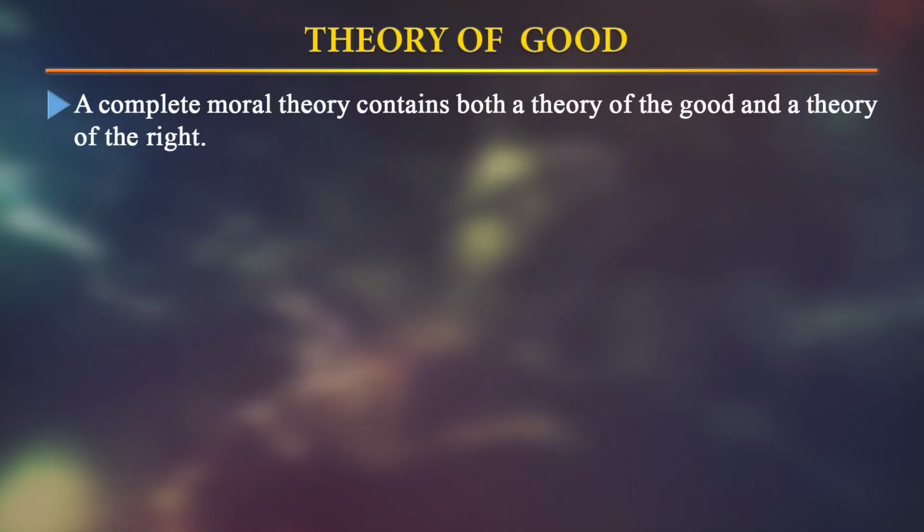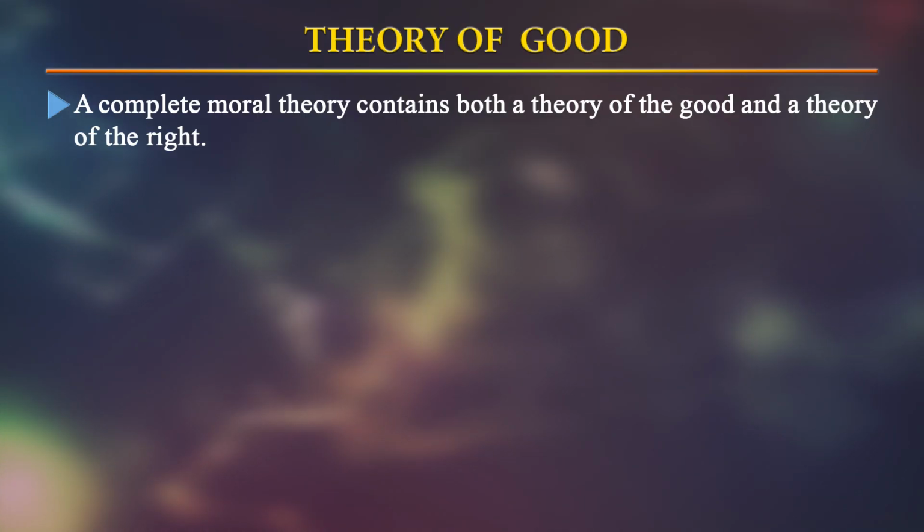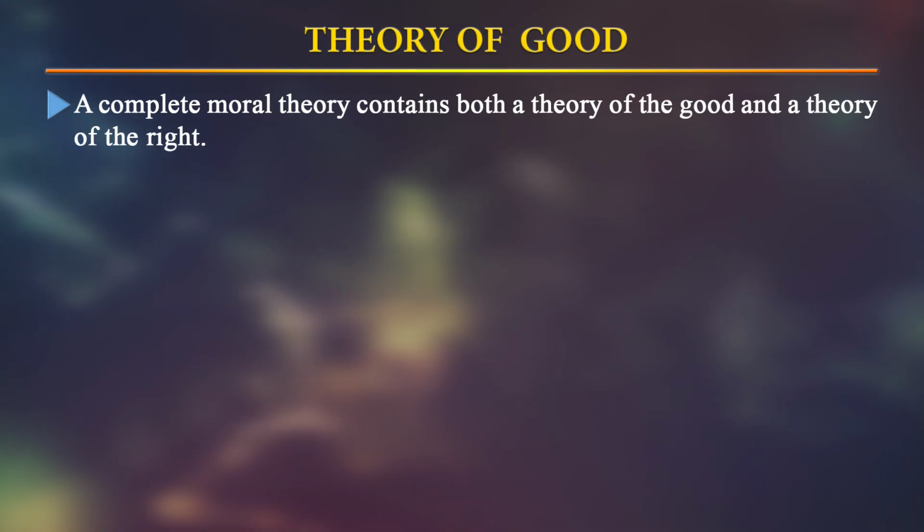Let us now look at the theory of good. What is the theory of good? So far we discussed various concepts that are relevant towards the theory of good. Now let us in brief discuss what is meant by the theory of good. In short, what is the theory of good? A complete moral theory contains both the theory of good and the theory of right. So a moral theory has two theories in it. One is the theory of good and the other one is the theory of right.